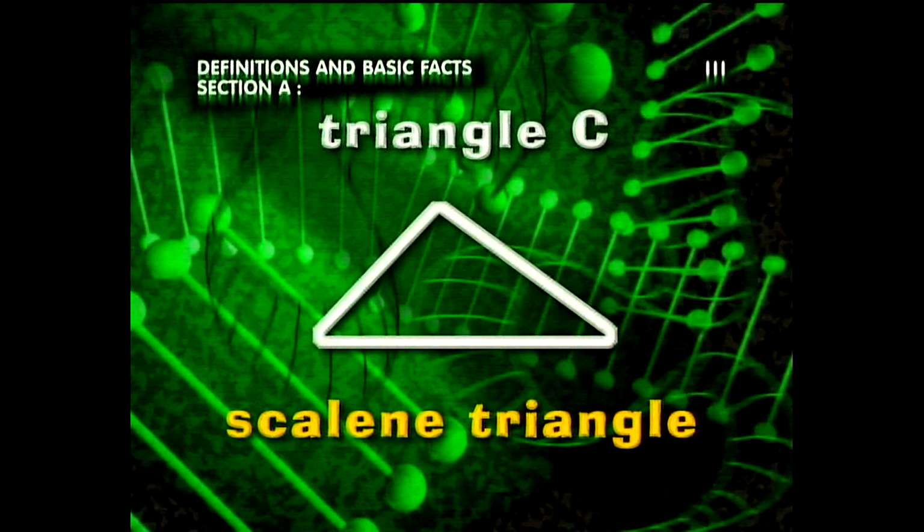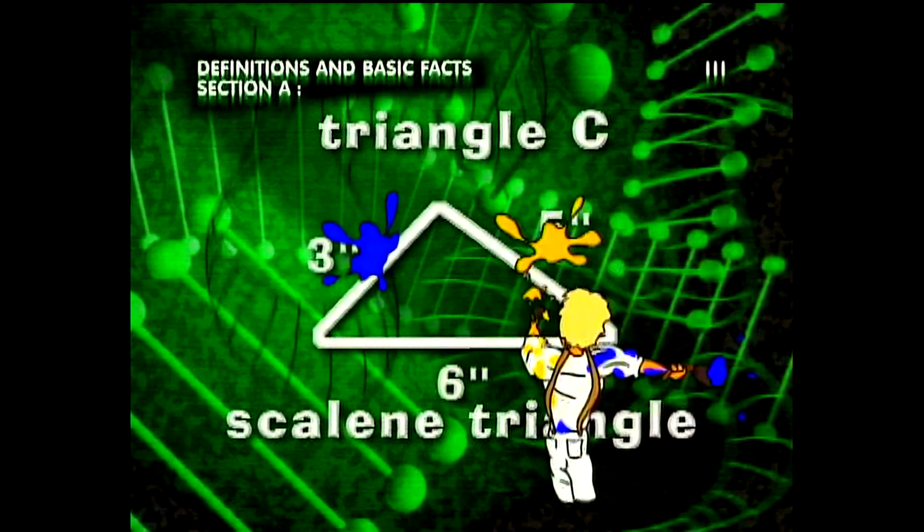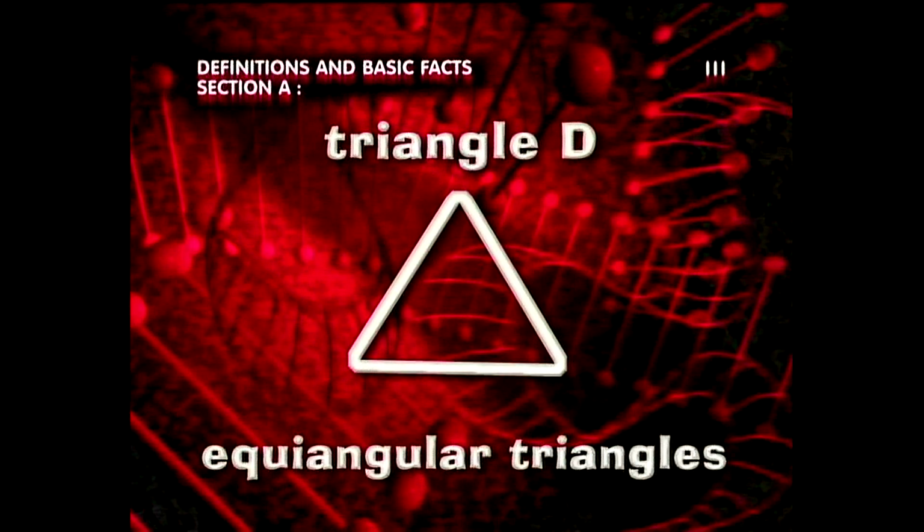Triangle C is scalene, which means it has no congruent sides. It's just a mess. It's all over the place. So those are the 3 ways to describe triangles by the length of their sides. There are 4 other ways to classify them by angles. Let's take a look. Equiangular triangles have all 3 angles congruent. In triangle D here, each angle measures 60 degrees.